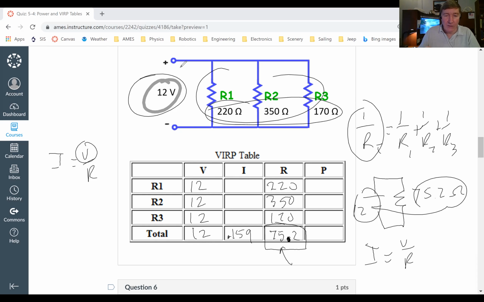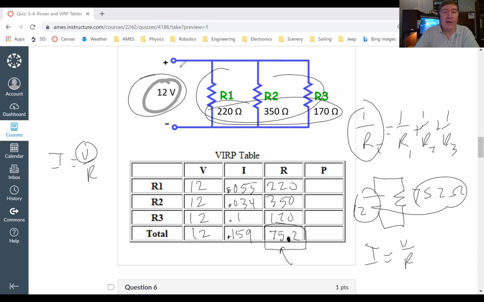So 12 divided by 220 gives me 0.055. 12 divided by 350 gives me 0.034. And 12 divided by 120, well, I don't need a calculator for that. That gives me 0.1.